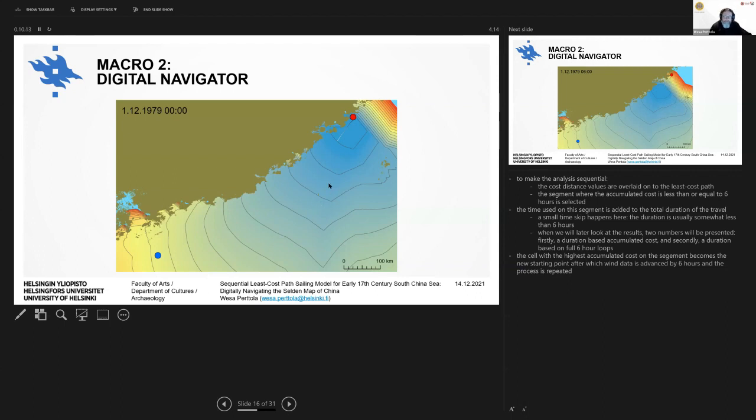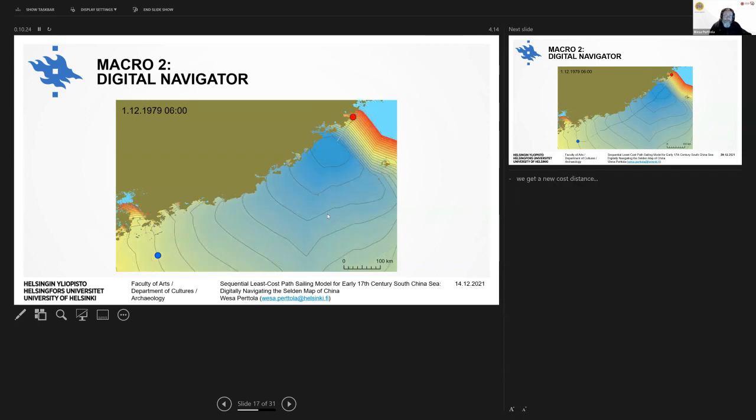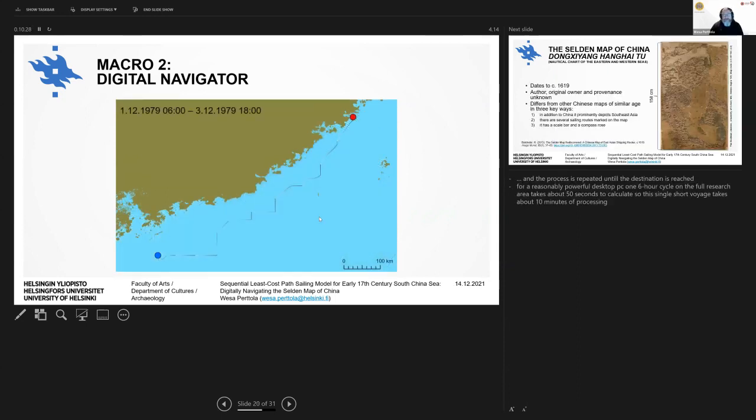The cell with the highest accumulated cost on the segment becomes the new starting point, after which wind data is advanced by 6 hours and the process is repeated. We get a new cost distance, a new least cost path, a new 6-hourly segment, and the process is repeated until the destination is reached. For a reasonably powerful desktop PC, one 6-hour cycle on the full research area takes about 50 seconds to calculate. So this single short voyage takes about 10 minutes of processing.